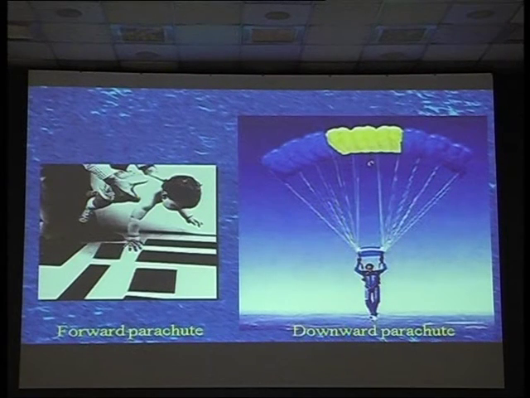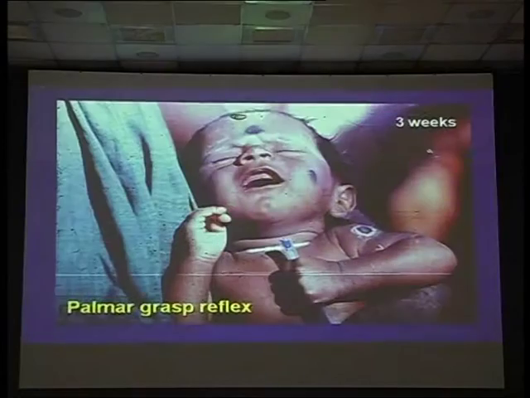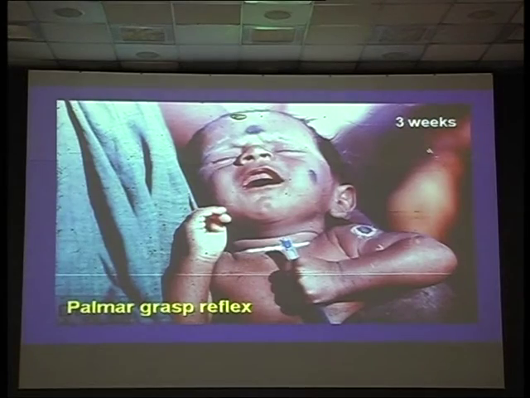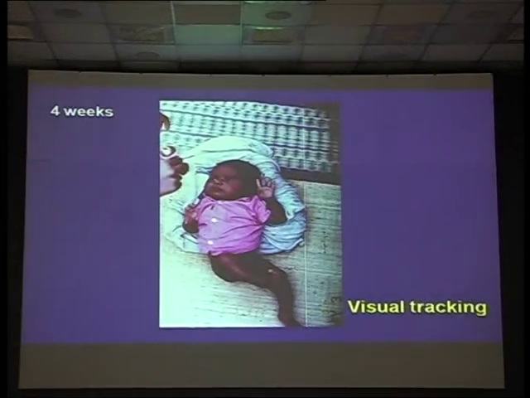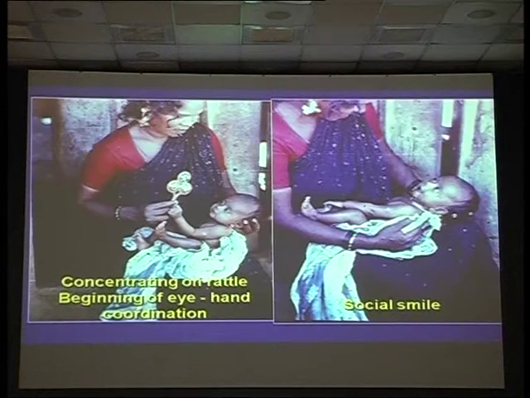Downward parachute means you lift the child up and then gradually come down. Child may not be able to stand at 6 months or 9 months, but able to support the trunk, head, support the body momentarily. That's called downward parachute. So this is palmar grasp, rooting reflex, visual tracking. You show an object, child tracks for 90 degree or 180 degree. Concentrating on a rattle, beginning of eye-hand coordination. You can look at a social smile at 3 to 4 weeks.